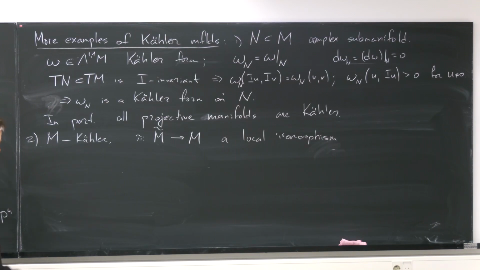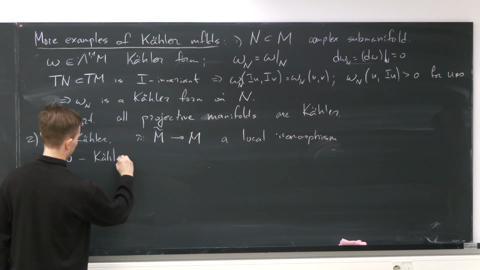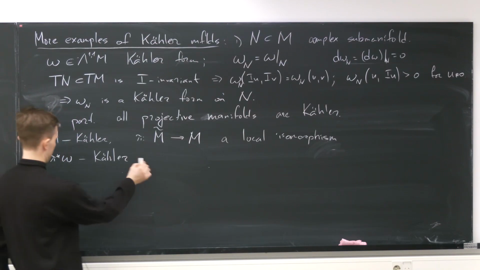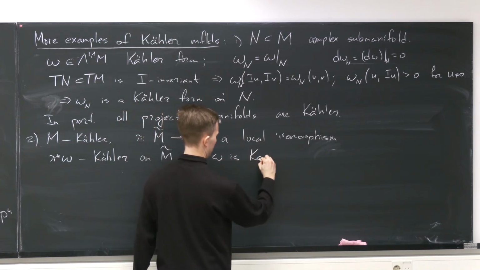And then, of course, we can pull back a Kähler metric on M, and this will be Kähler on M tilde, because this condition of being Kähler can be checked locally, clearly. This invariance is a local condition, so it's enough to check on an open covering, and then that the form is closed as well. So this will be Kähler on M tilde if omega is Kähler on M.